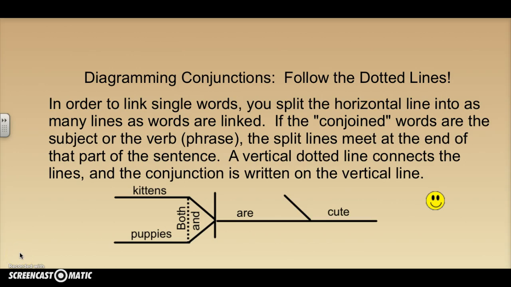When you diagram conjunctions, they go on dotted lines. So in order to link single words, you split the horizontal line into as many lines as words are being linked. This applies for when you're linking nouns, so either you have a compound subject or a compound complement, or if you're splitting verbs. The conjoined words, whether it's a subject, object, or verb phrase, the split lines meet at one end of that part of the sentence. The vertical dotted line connects the lines, and the conjunction is written on the vertical line. So, both kittens and puppies are cute. Just pointing out, it's a linking verb, so you have the leaning line.